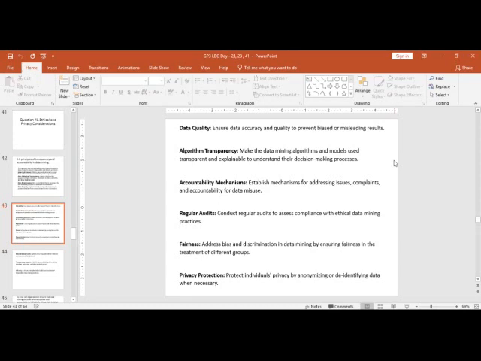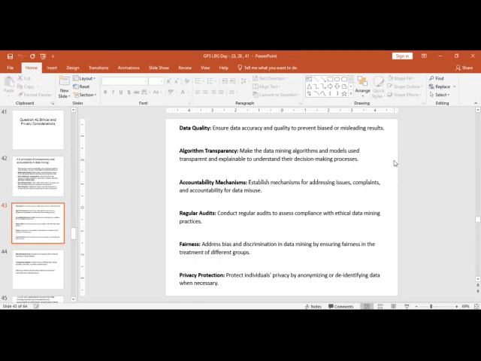Accountability mechanism. Establish mechanisms for addressing issues, complaints, and accountability for data misuse. You have to conduct regular audits to assess compliance with ethical data mining practices. You should also portray fairness. You have to address bias and discrimination in data mining by ensuring fairness in the treatment of different groups.